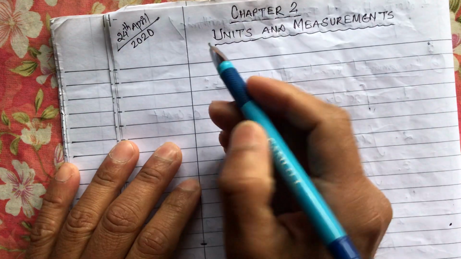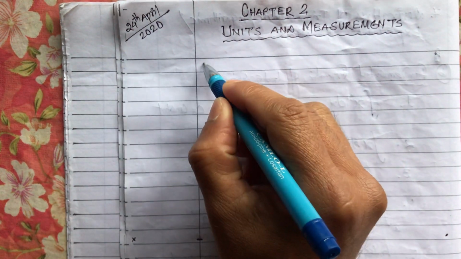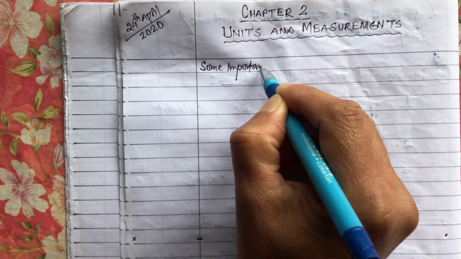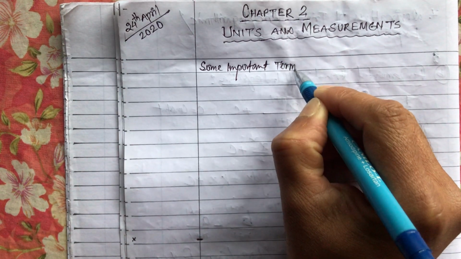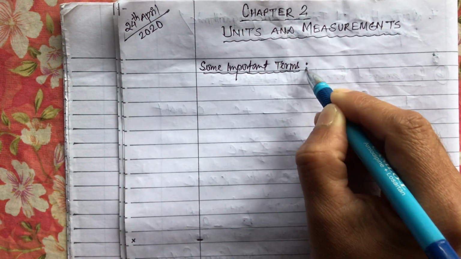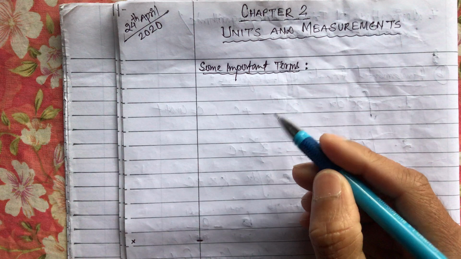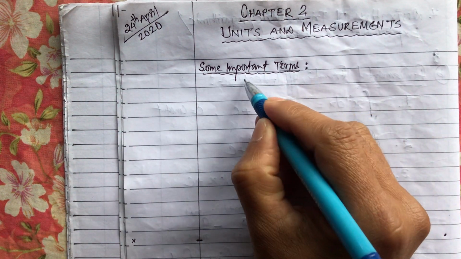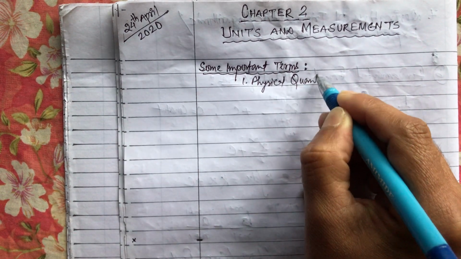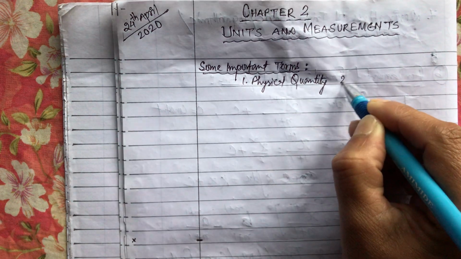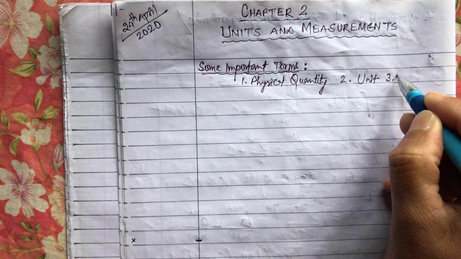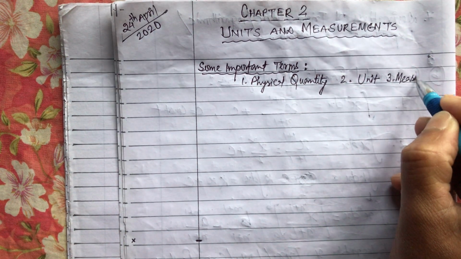So let me write here some important terms. There are so many important terms, but right now to understand this particular chapter, I will introduce these three terms first. Number one, physical quantity or quantities. Then number two, of course, the unit or units. And number three is measurement.